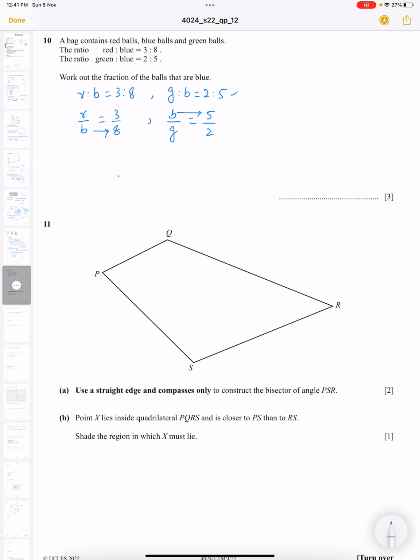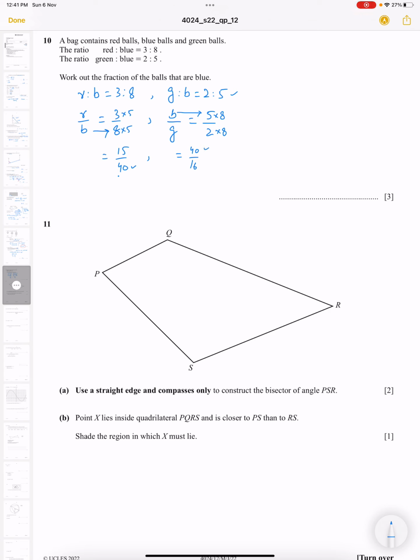So what will we do? A technique used is same like LCM. We know that the LCM of 8 and 5 is 40, the number which is divisible by both 8 and 5. So multiply this fraction by 5, both values, and multiply this fraction by 8, both numerator and denominator. So this fraction becomes 15/40, and this one became 40/16. So now the number representing blue is 40 in both of the fractions.